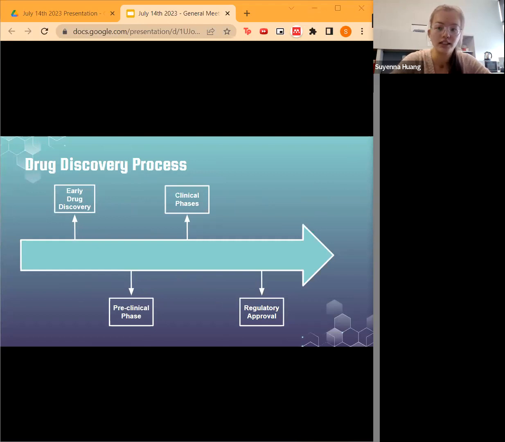In the first 2 stages, the early drug discovery process and the preclinical phase, the goal is to identify a potential disease target. So this could be a protein, a gene, or maybe even an RNA sequence, and identify possible compounds for that target. And then here, multiple tests will be run to validate and optimize the compound to gather information about its safety and efficacy.